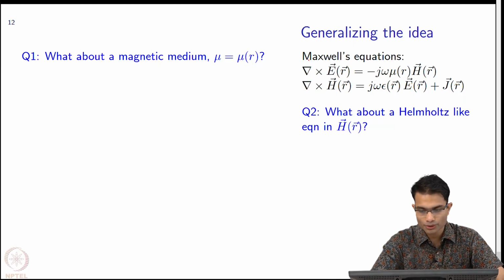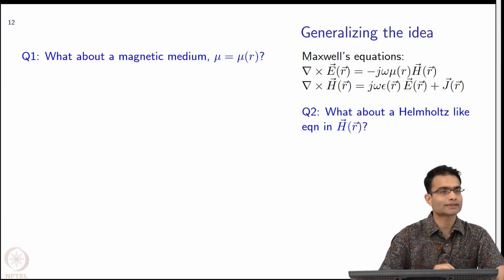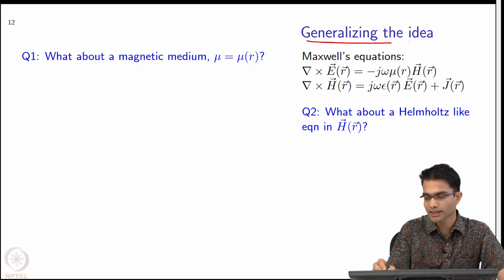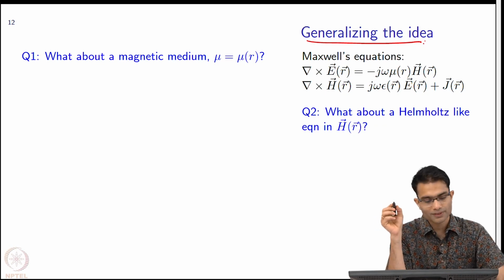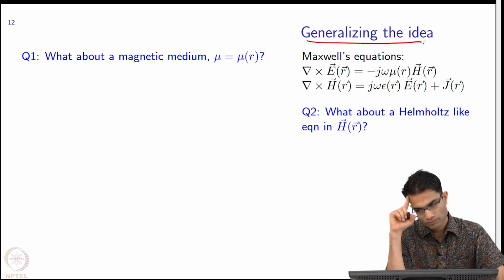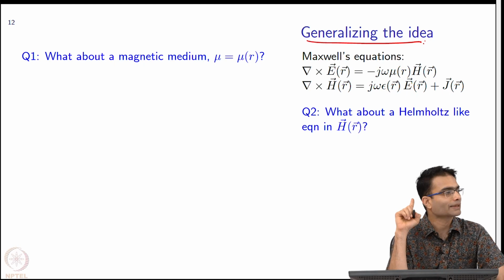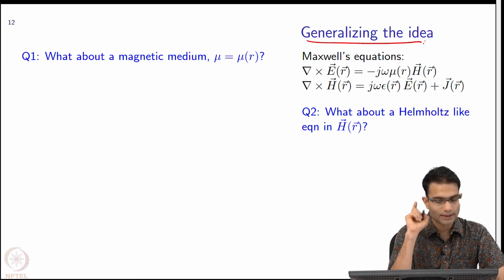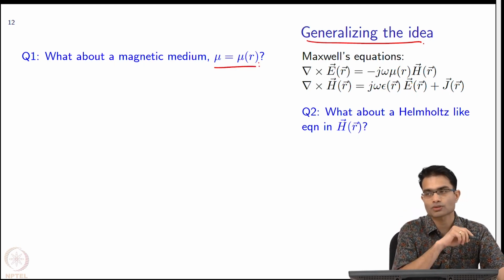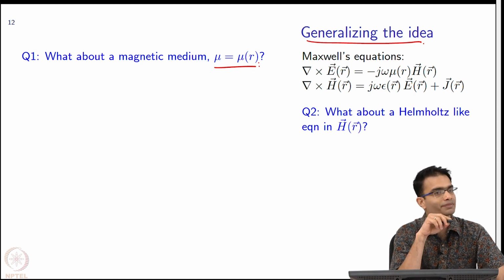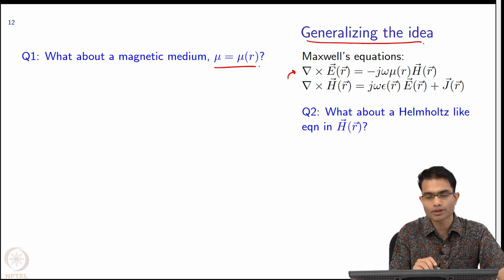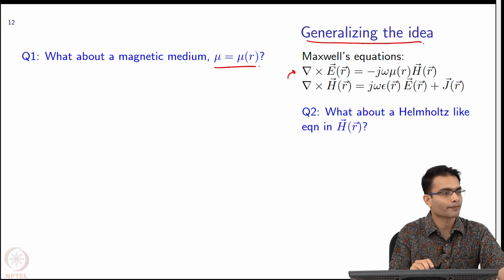So to conclude this module, I just have one final set of observations to generalize what we have done so far. First question is, what if the medium was magnetic? That is, if mu was a function of space also. So remember what we did was, we took this first equation and what did we do to it? Curl. We took curl, right?